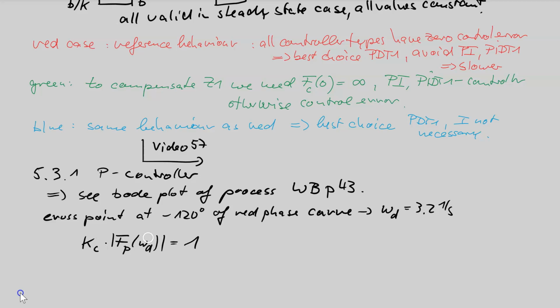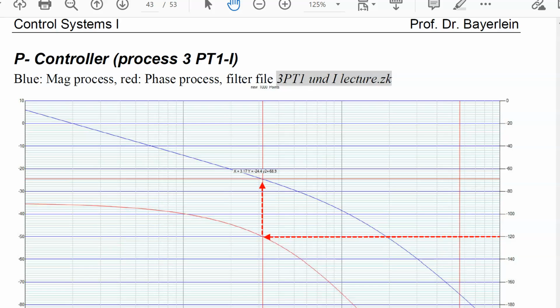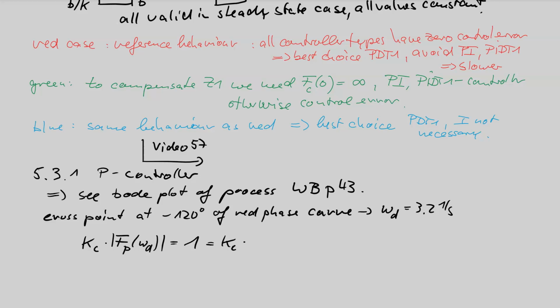Yes, it's a controller gain, it's a process gain, both is the open loop gain at omega d and must be 1. This gives a Kc times, and we look up this value in the workbook page. This is the horizontal red line crossing at -24, I think. -24 is enough accuracy. So times -24 dB.